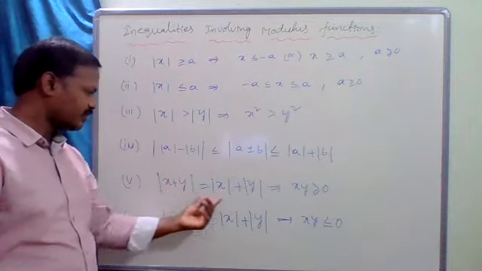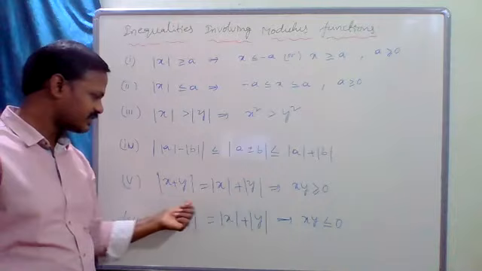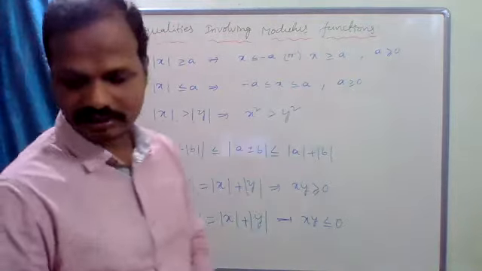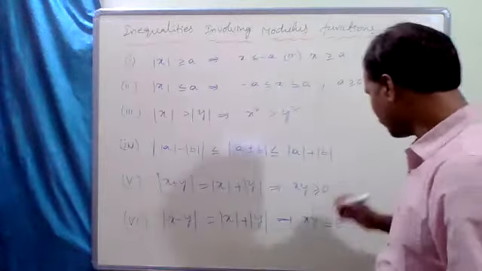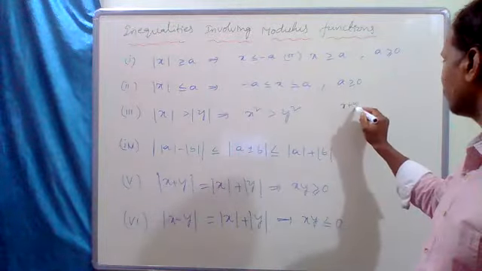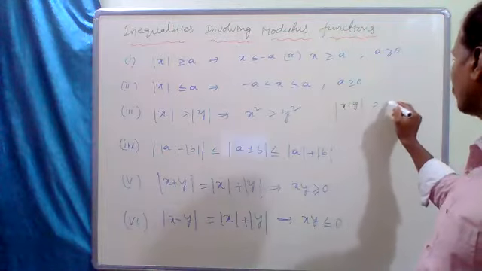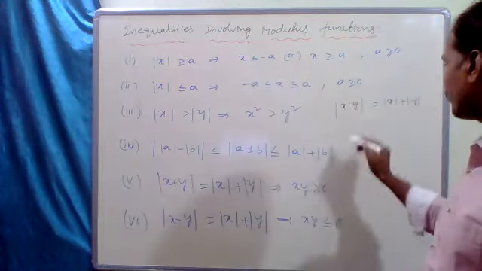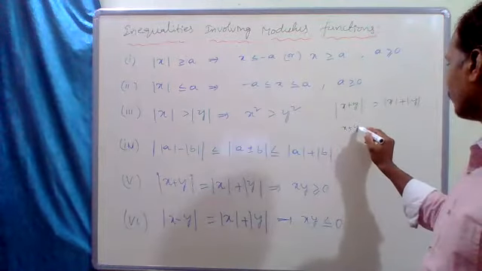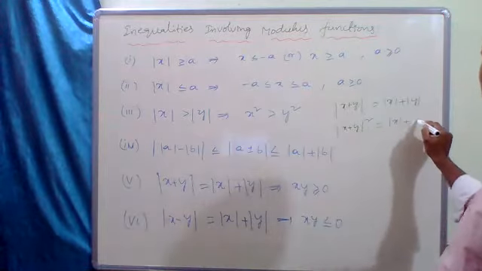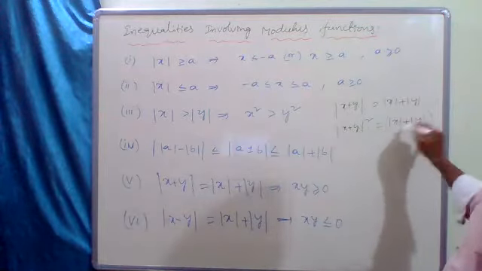Now, |x + y| = |x| + |y|. If this condition is satisfied, then xy must be positive. Why is this so? Squaring on both sides, what will you get? |x + y|² = (|x| + |y|)².